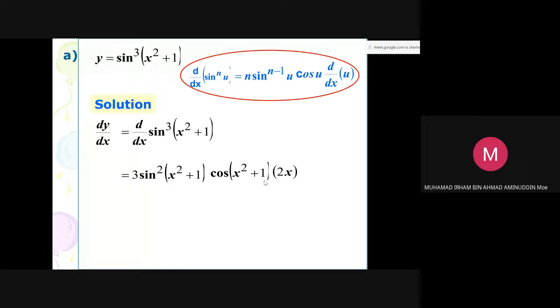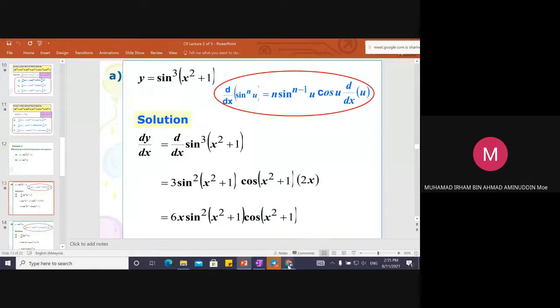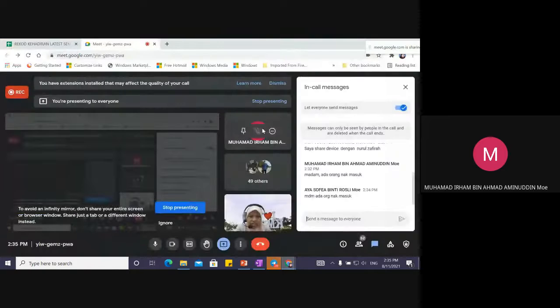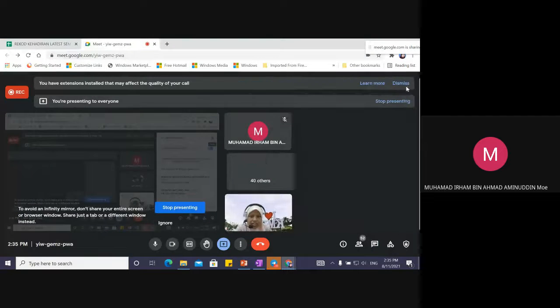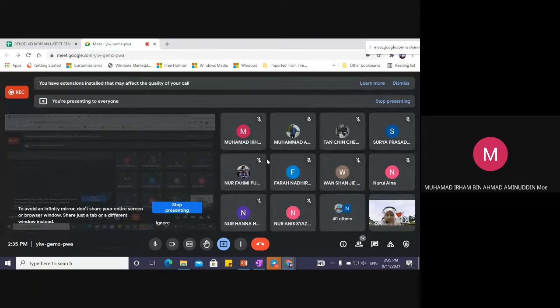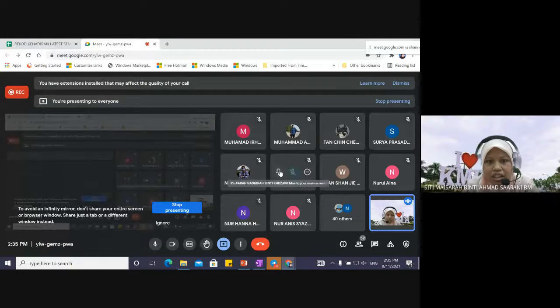Madam. Ya? Ada orang nak masuk, madam. Dah masuk dah?